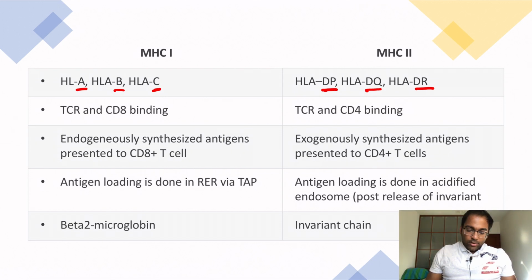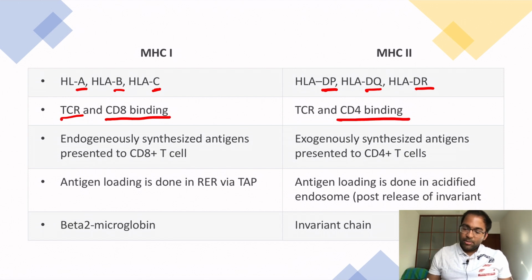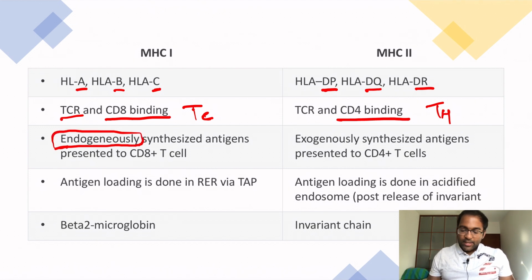Now, the next point is that MHC1 has TCR and CD8 binding. MHC class 1 always binds CD8 positive cytotoxic T lymphocytes, whereas MHC class 2 will always bind CD4 helper T cells. So let me write T helper here and T cytotoxic here. In MHC1, the antigens are endogenously synthesized. I will explain exactly what I mean by this in the next slide. Whereas the antigens are synthesized exogenously in MHC class 2.